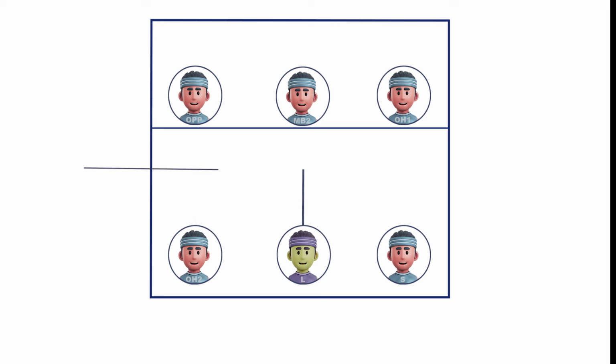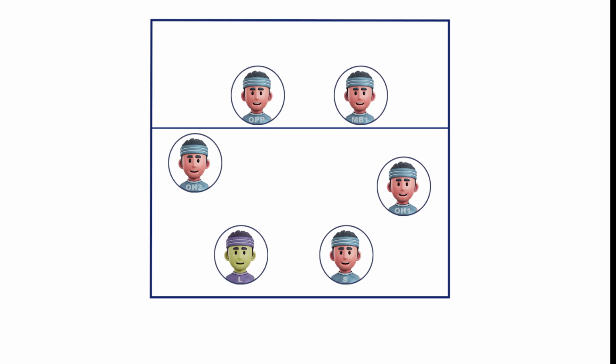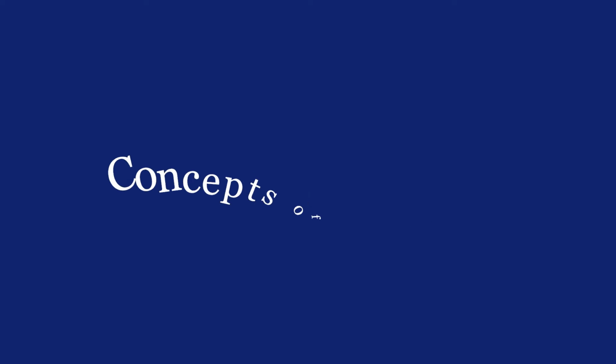Middle back: this is where the middle blocker 1 starts, but we'll let the libero play instead of middle blocker 1. It is called Zone 6. Now, before moving to 5-1 rotation, let's understand the 2 important concepts of rotation.